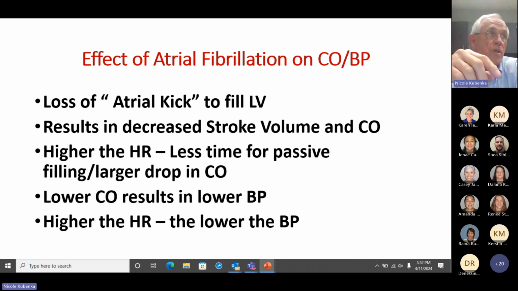So that's the main problem with rapid atrial fib, is that you lose that atrial filling, the heart rate gets too fast, and then it gets to be a vicious circle because blood pressure starts to go down, the body tells the heart to beat faster, and then it gets worse. And that's when people crash, right? So it's the lower cardiac output that drops the blood pressure. And the higher the heart rate goes, the lower the blood pressure goes.